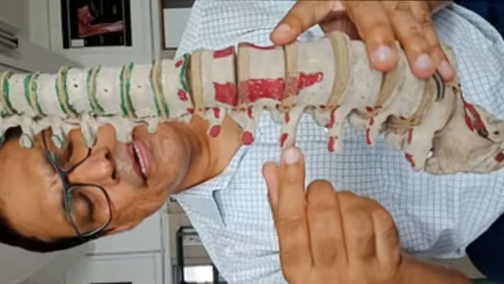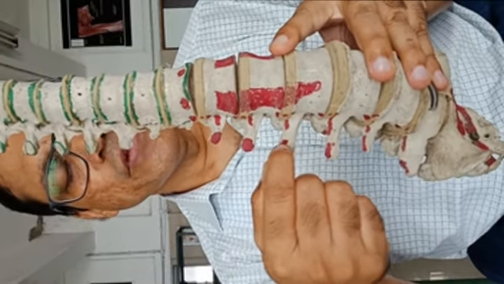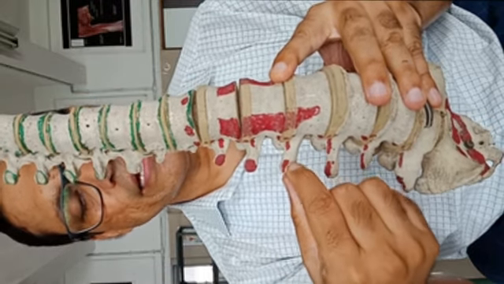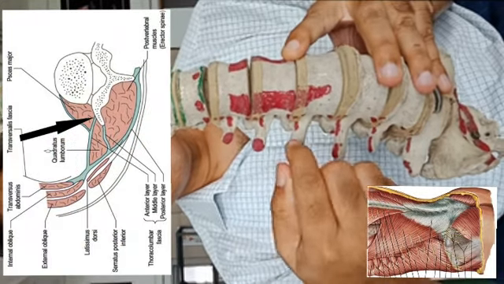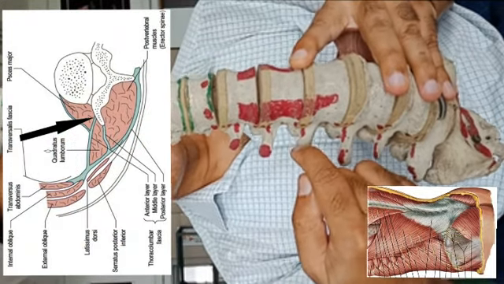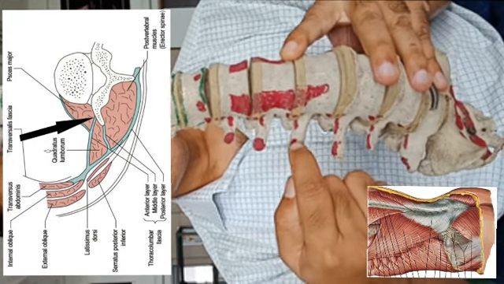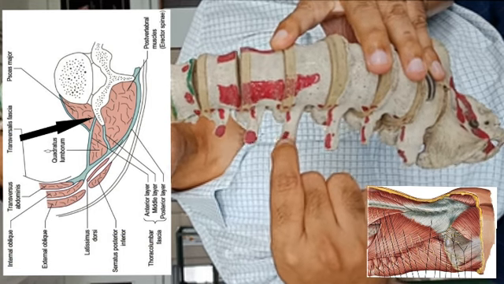If we look at the transverse process, in the lateral part we get a small ridge which divides the transverse process into a medial and a lateral part, where the anterior layer of the thoracolumbar fascia is attached to this ridge. Medial to this anterior layer we get the psoas major, and lateral to this anterior layer we get the quadratus lumborum.